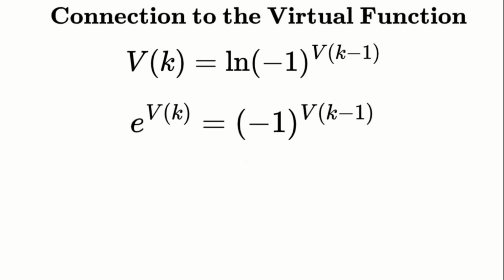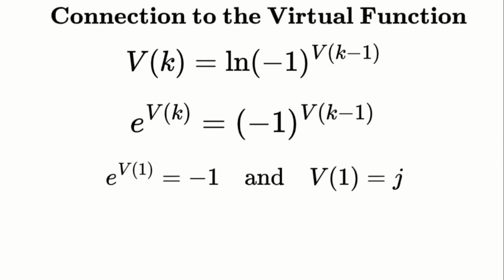This suggests that exponentiation and the virtual function are related in an inverse way. Let's explore this further. From our earlier results, we found that e raised to the power of v of 1 equals -1, while v of 1 equals j. This shows that e raised to the power of j equals -1.